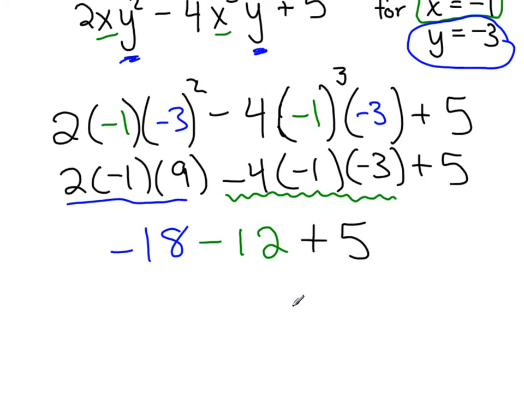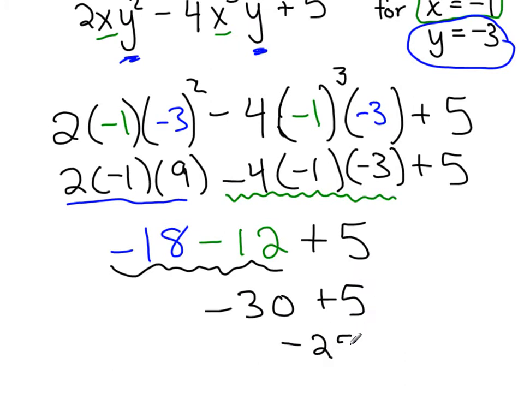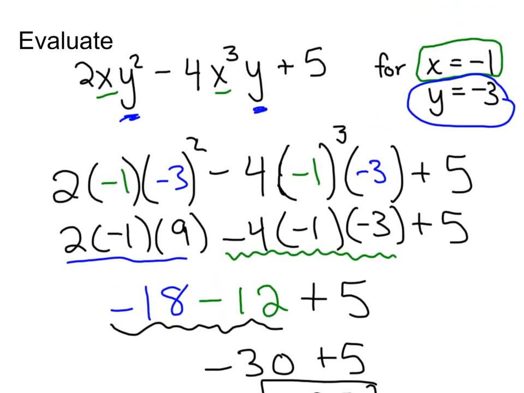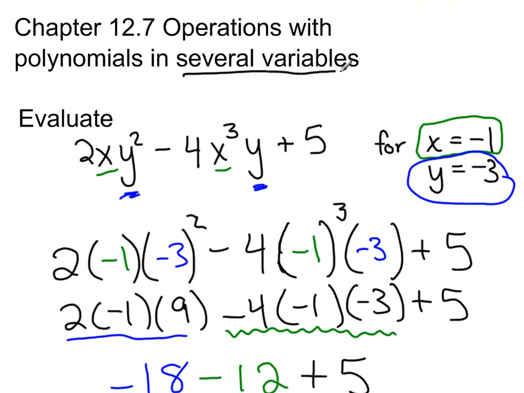And now we just got to combine these. So we have -18 minus 12 gets us -30 plus 5, which gives us a lovely -25. And there's our answer. Now, this is just pretty much a repeat of all of chapter 12, except with several variables. So now we have x and y instead of just one variable.